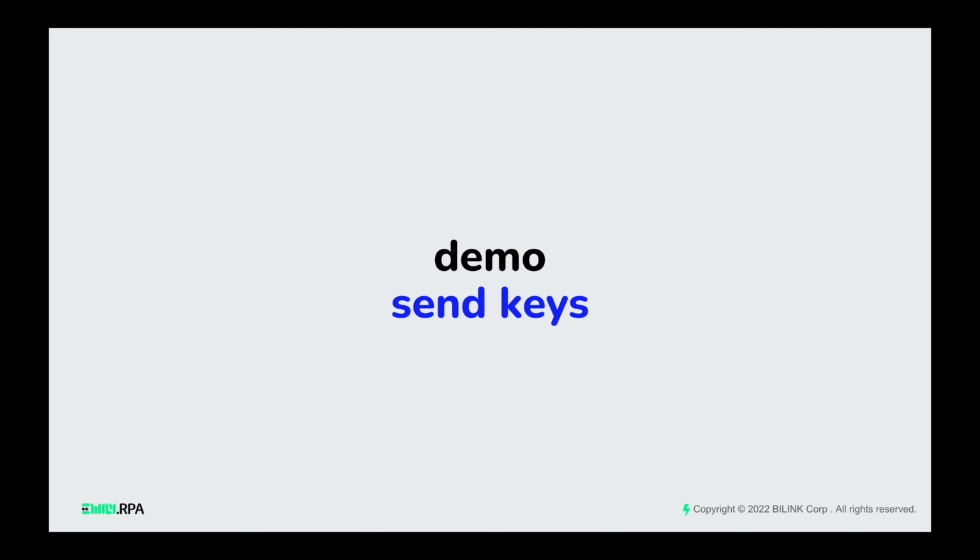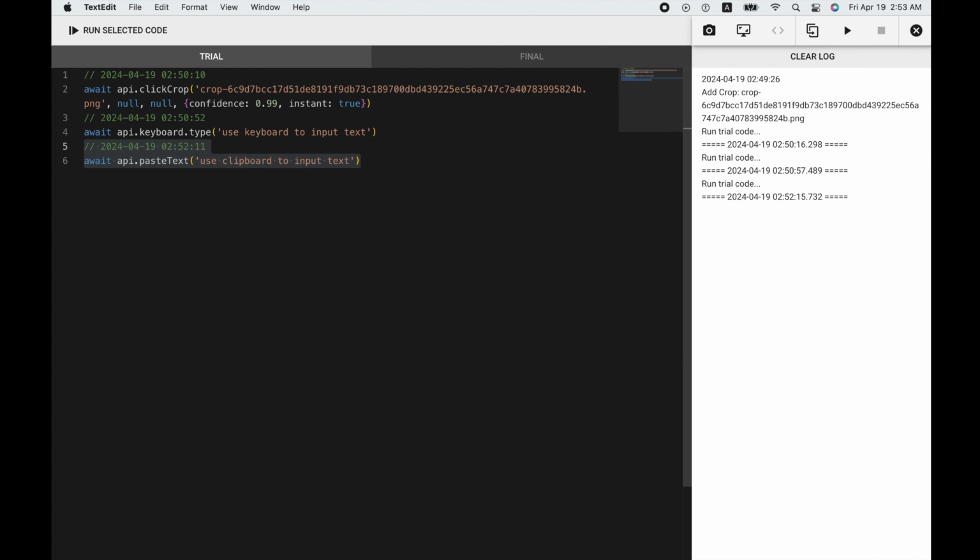Let's introduce another keyboard-related function, send keys. The send keys function allows Emily to press the selected keys. For example, some function keys, Enter, Control, Shift, and so on. There can also be combinations of keys such as Control+A for select all, Control+C for copy, Control+V for paste. Let's show Emily to press the key combination to select all the typed text.